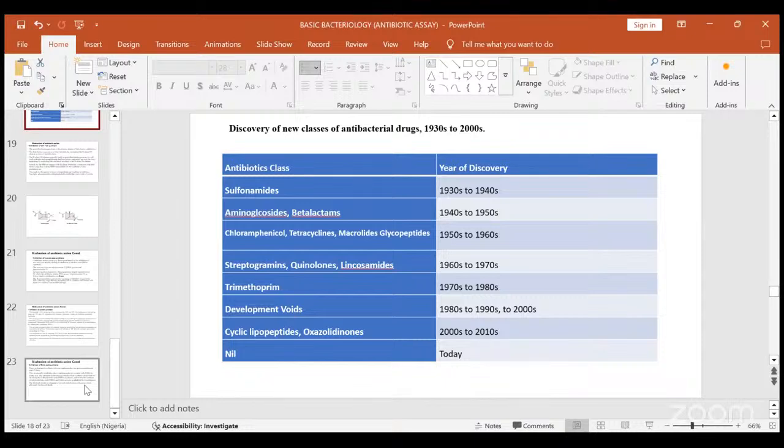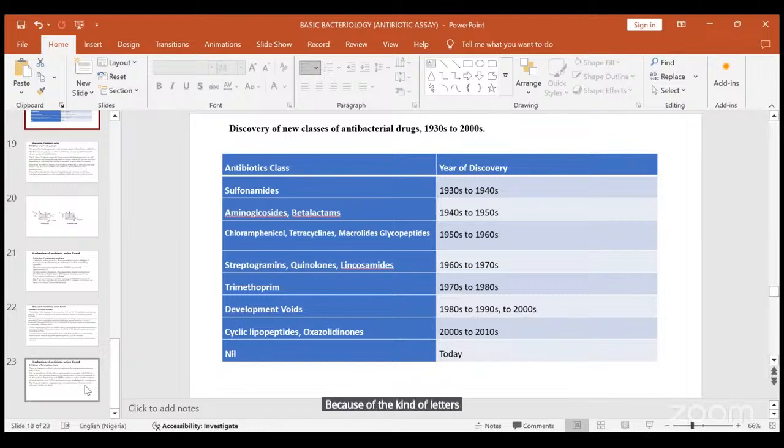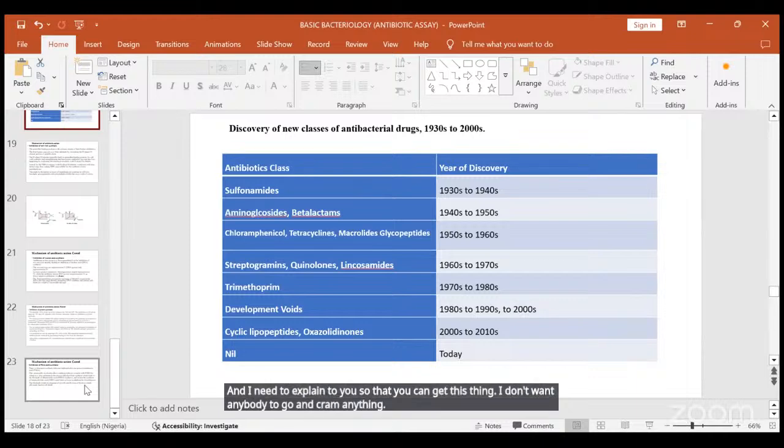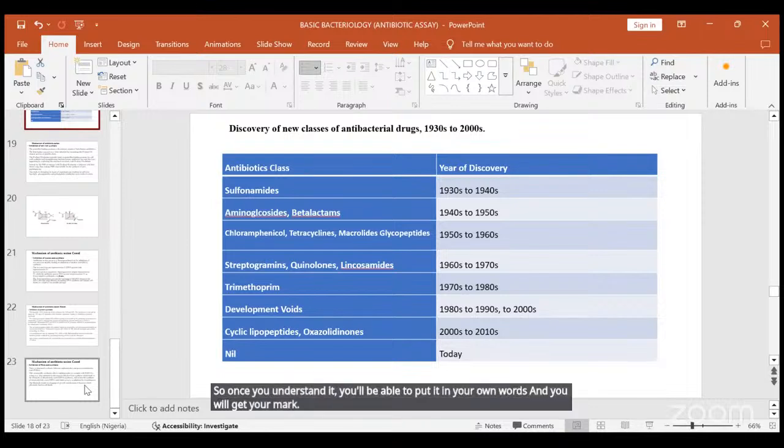Okay. I want you to get this thing. That's why I took my time. You know, I don't normally spend more than 2 hours, but you will see today that we have almost spent 3 hours now because of the kind of lectures I'm giving today. Some of them are more practically oriented, and I need to explain to you so that you can get this thing. I don't want anybody to go and cram anything. So once you understand it, you'll be able to put it in your own words and you will get your mark. I hope you all got the explanations.